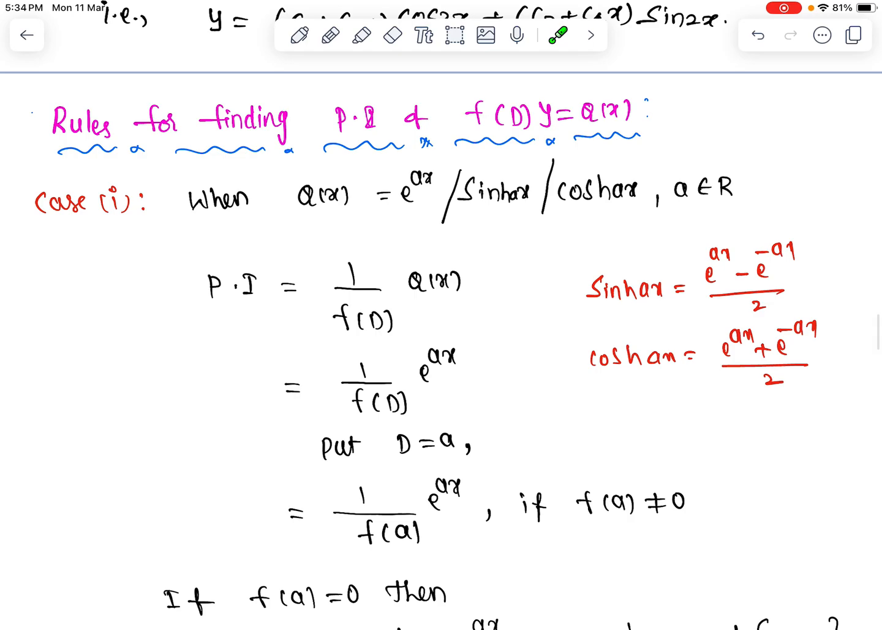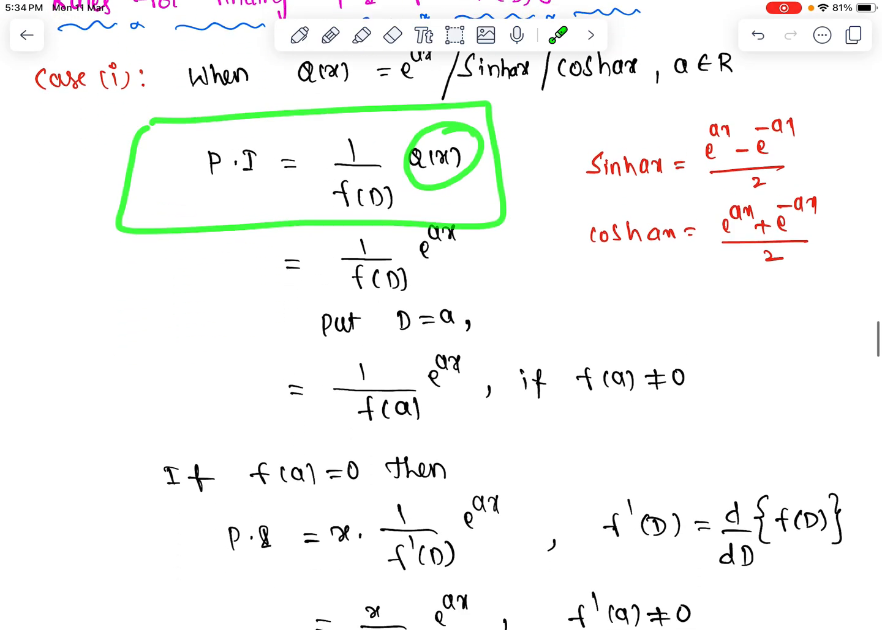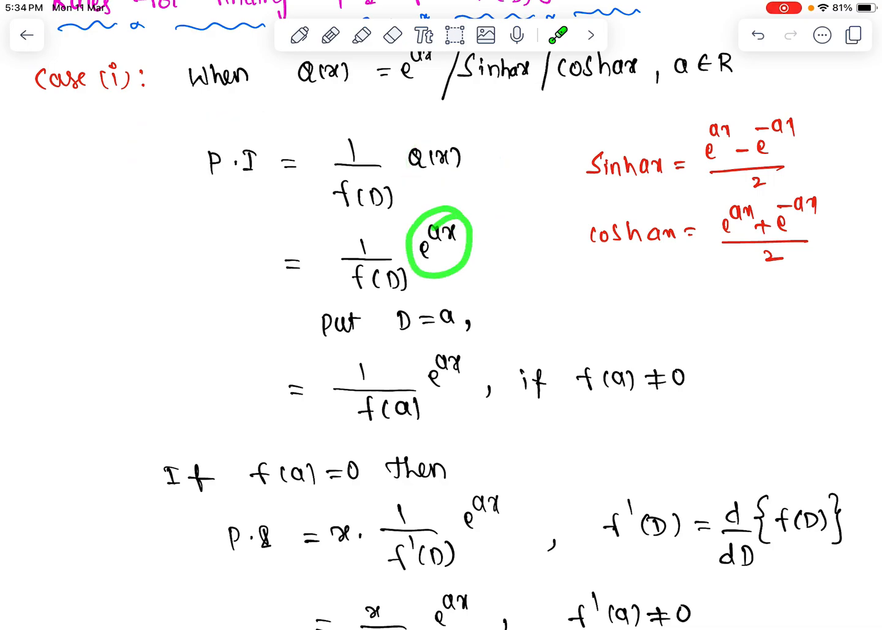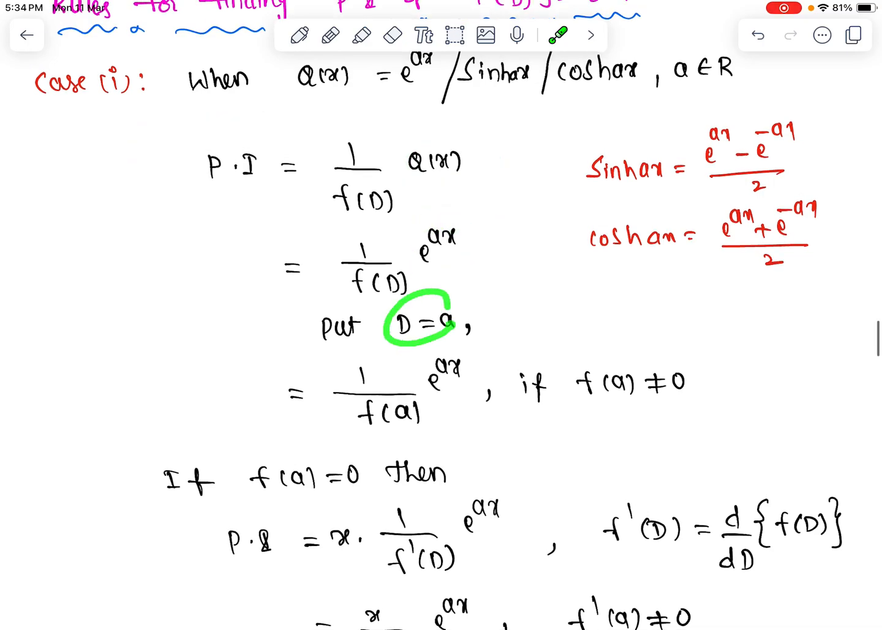Now the particular integral general form is this one, that is 1 by f of D into Q of x. What is Q of x? E power ax. Here put D by a. By putting D by a in f of D, if we get a non-zero value, that means f of a not equal to 0, then it is the required solution.